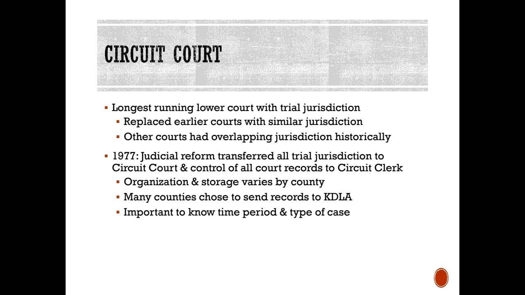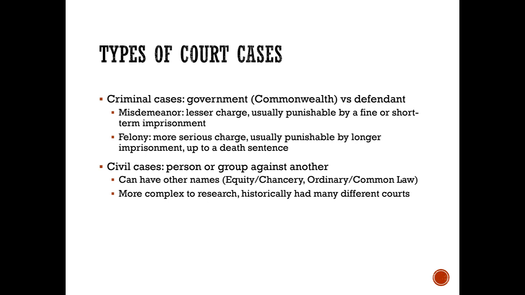Just like the county court, the circuit court is the other longest running court for the state. Again, this was local level, so pretty handy to know how to navigate these records. To simplify things, there in general are two different kinds of cases you're going to find in the circuit court. These are criminal cases, which is the government or the Commonwealth versus the defendant. And then there's civil cases, which is somebody or a group suing another somebody or group.